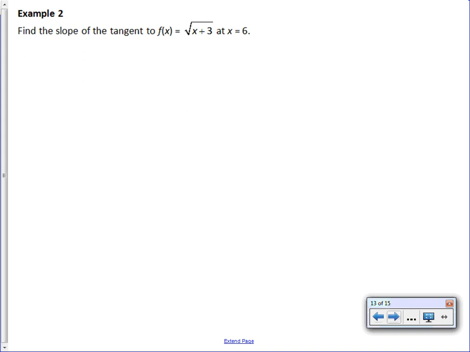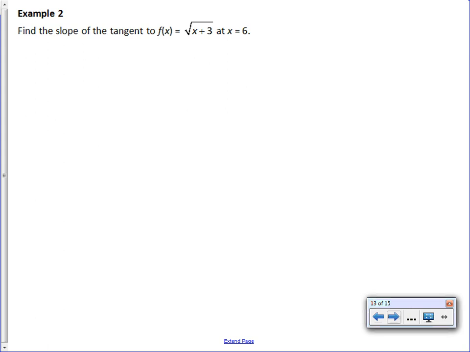One was just a basic y equals x squared. Now you've done one where there was some other pieces, so it's still quadratic. This one's not quadratic. This is a square root function. We want to find the slope of the tangent to that function at x equals 6. Okay?